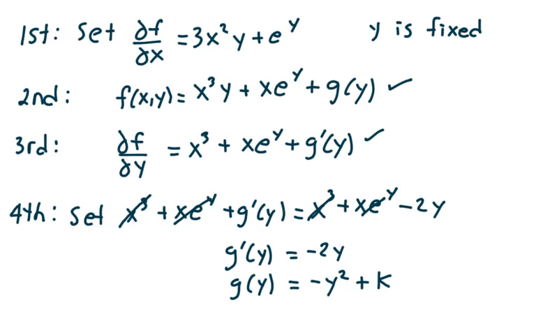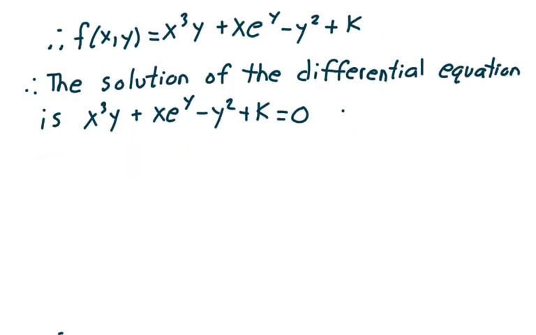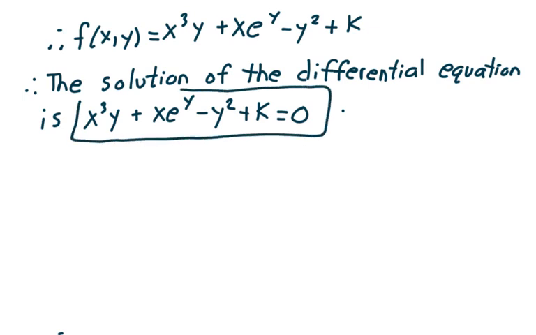Well, that says g prime of y is equal to negative 2y. So g of y is negative y squared plus k, where k is a constant. And so f of x, y equals x cubed y plus x e to the y minus y squared plus k. And so setting f of x, y equal to 0, the solution of the differential equation is x cubed y plus x e to the y minus y squared plus k equals 0.